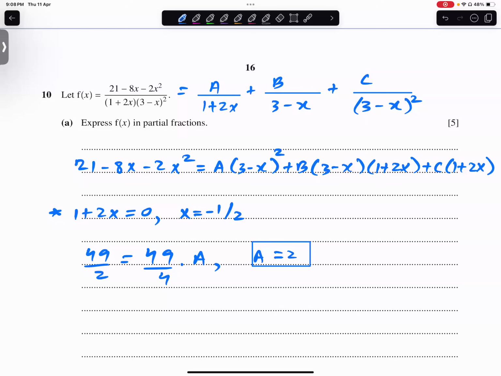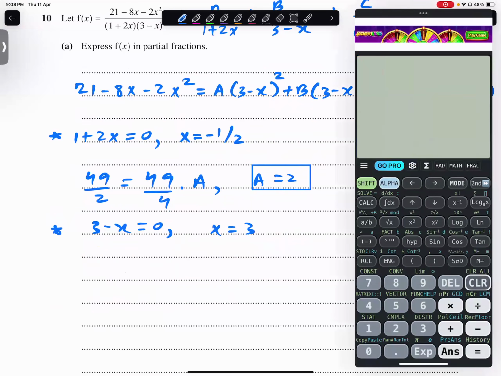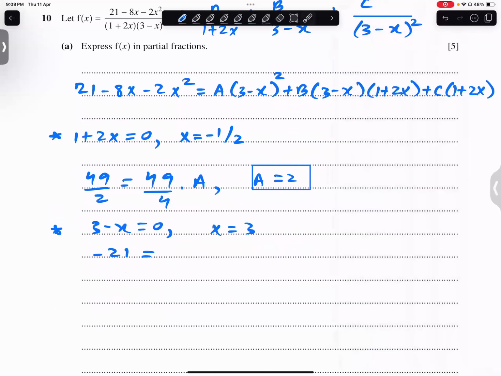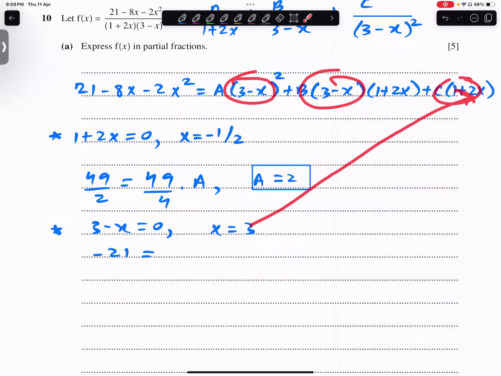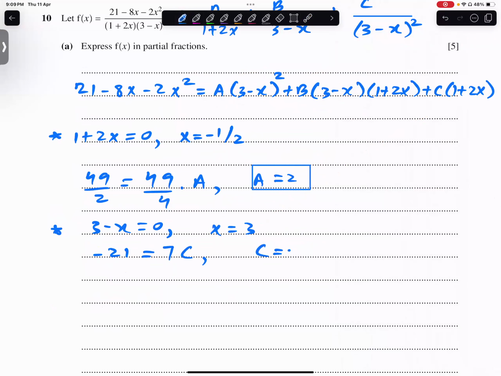Now put 3 minus x equal to 0. So x will be 3. Again, 21 minus 8 times 3 minus 2 times 9 will be minus 21. With x equal to 3, these two things become 0, and this is 3 times 2, 6, plus 1, 7. So 7C. So again, C will be minus 3.